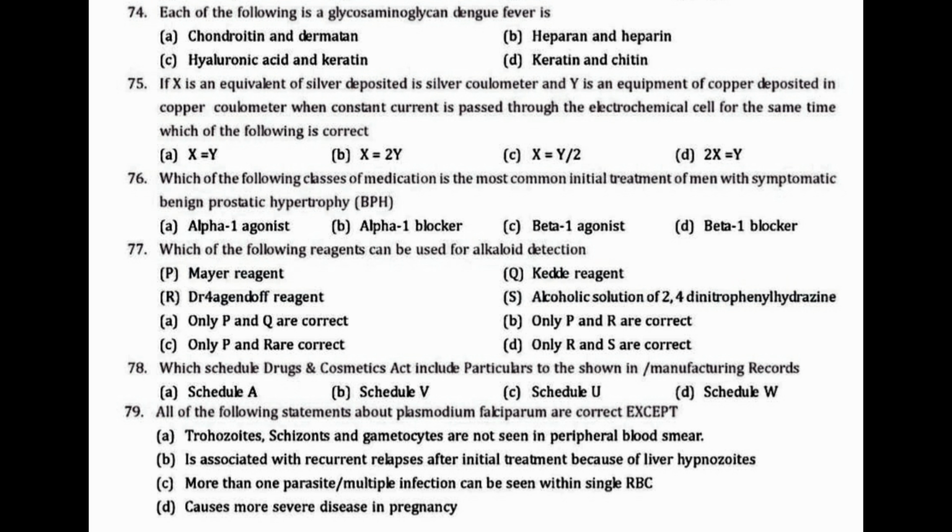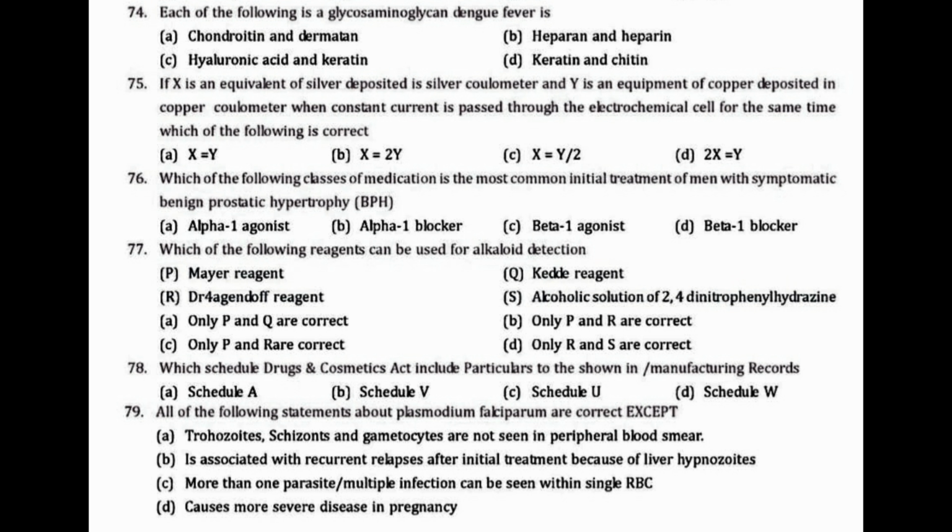Question number 75. If X is the equivalent of silver deposited in a silver coulometer, and Y is the equivalent of copper deposited in a copper coulometer, when constant current is passed through the electrochemical cell for the same time, which of the following is correct? A, X is equal to Y, B, X is equal to 2Y, C, X is equal to Y by 2, D, 2X is equal to Y. The 75th correct answer, option A, X is equal to Y.